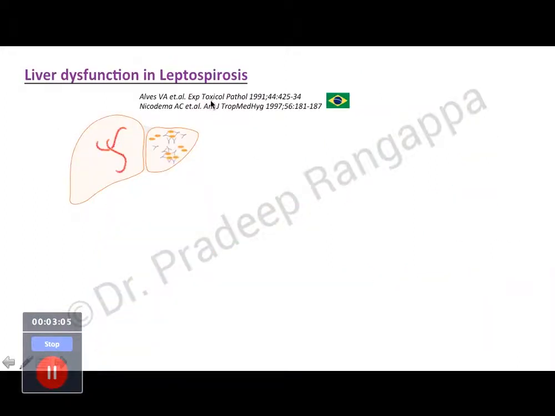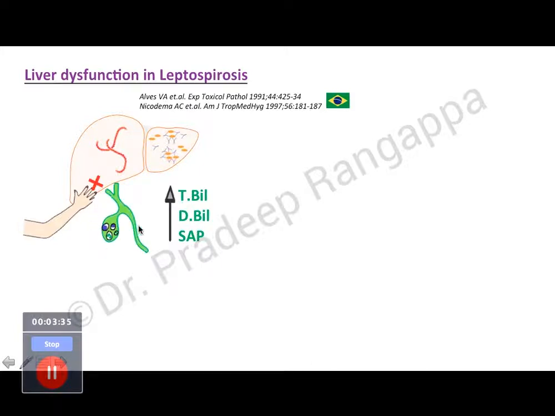When you look at liver dysfunction in leptospirosis, studies from Brazil have shown that leptospira can directly infest and affect the liver, or there can be extensive immune complex deposition within the liver. Typically they can present with tender hepatomegaly or tender right hypochondrium. Biochemically, there will be an increase in total bilirubin, an increase in direct bilirubin, an increase in the serum alkaline phosphatase, and they can manifest with acalculous cholecystitis.